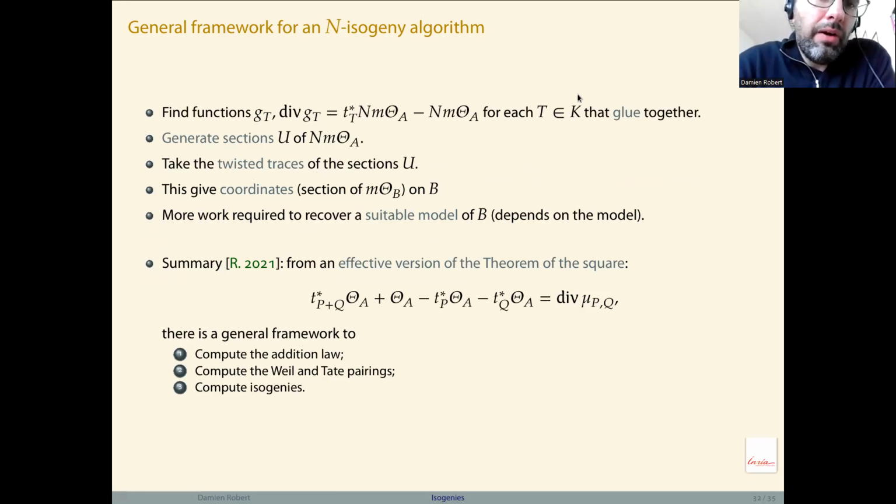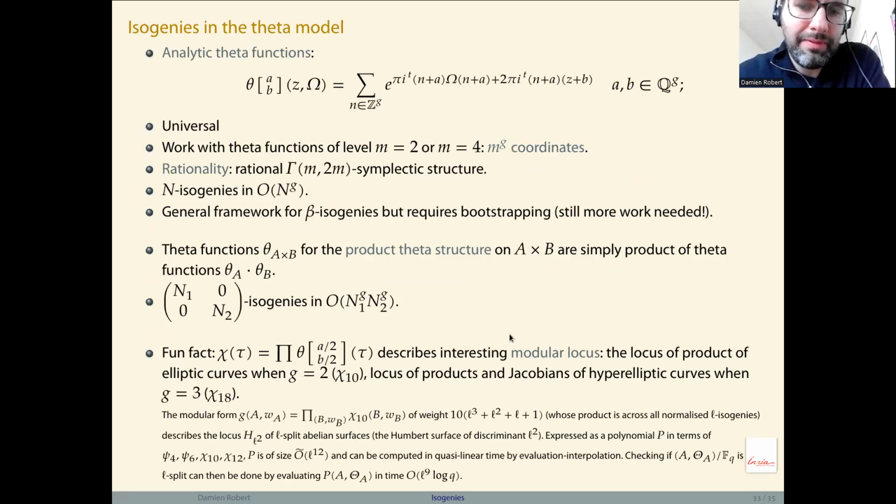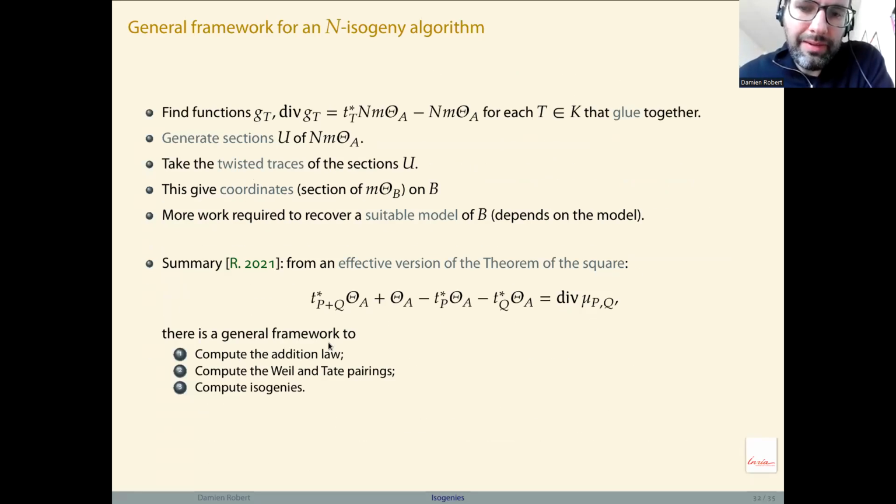In summary, we can make this general type of algorithm work as soon as we have an effective version of the theorem of the square. The theorem of the square says that this divisor is principal, so it corresponds to a function mu_PQ. For those of you who know pairings on elliptic curves, it's exactly the same mu_PQ as the Miller function for elliptic curves. So in theory, as soon as you have an effective version of the theorem of the square, you can use it to compute the addition law, compute pairings, and also compute isogenies. The details depend on exactly what this effective version means, but you have in theory a general framework.